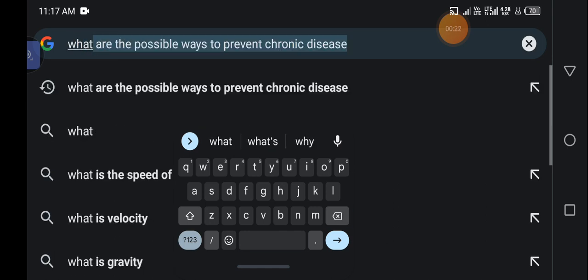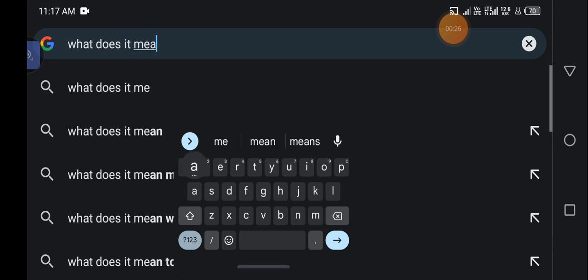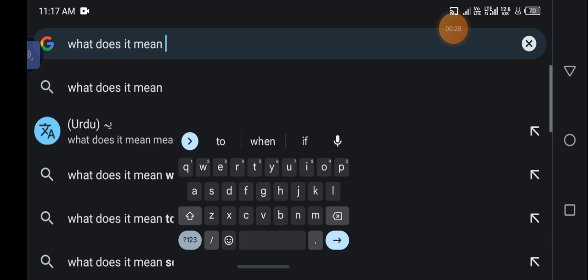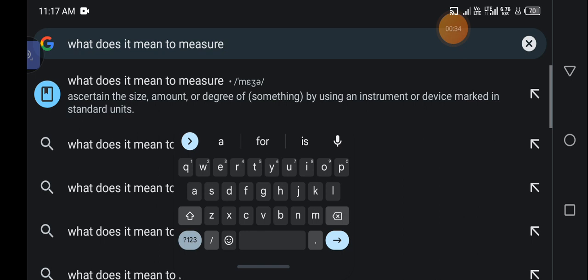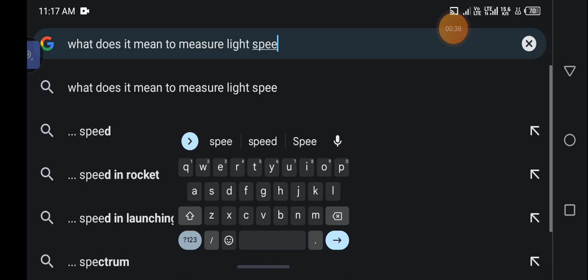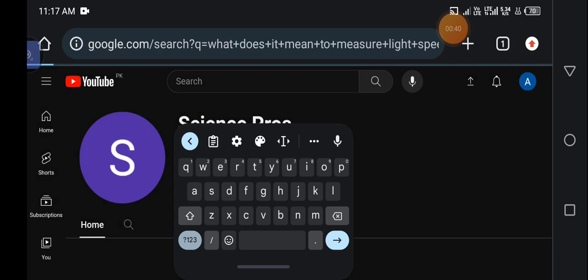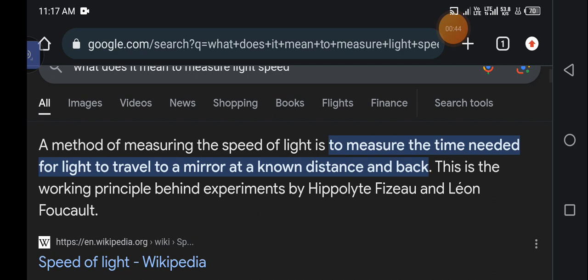What does it mean to measure light speed? How does one measure the light speed?